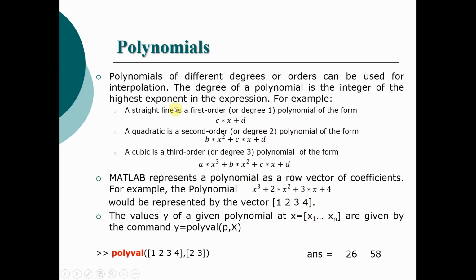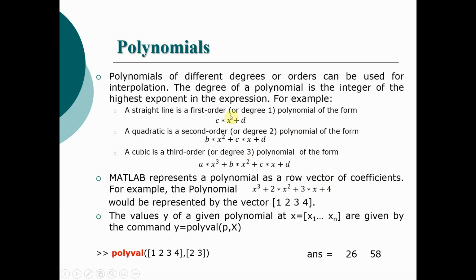Let's talk about polynomials. Polynomials of different degrees or orders can be used for interpolation. The degree of a polynomial is the integer of the highest exponent in the expression. For example, a straight line is a first order polynomial, or a polynomial of degree 1. The highest order exponent has the power 1, right? A quadratic or second order polynomial is given here, so this has degree 2. A cubic or third order polynomial is given here.